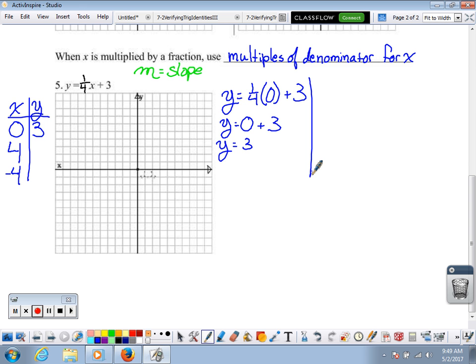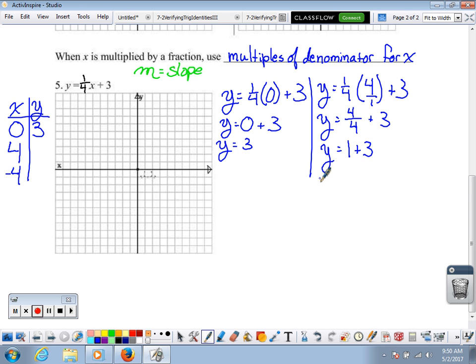Then we're going to do the same thing with 4. So y equals 1/4 times 4 plus 3. Now, in order to multiply a fraction times an integer, we put the integer over 1, and then we multiply straight across. So 1 times 4 is 4, 4 times 1 is 4, and bring down the plus 3. Well, 4 over 4 can reduce to just 1. So we have 1 plus 3, which is 4. So when x is 4, y is also 4.